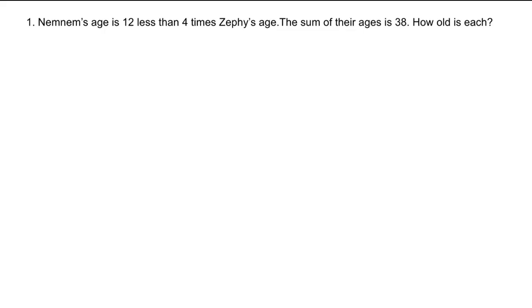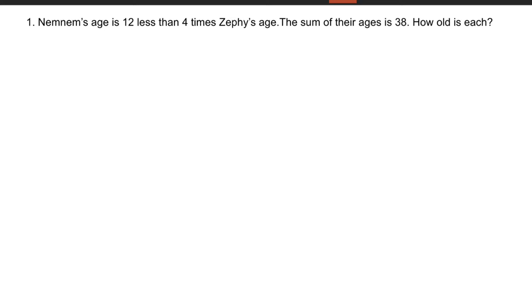Let's start with number 1. Nemnem's age is 12 less than 4 times Zephy's age. The sum of their ages is 38. How old is each? In this kind of problem, we were asked to find the ages of Nemnem and Zephy.